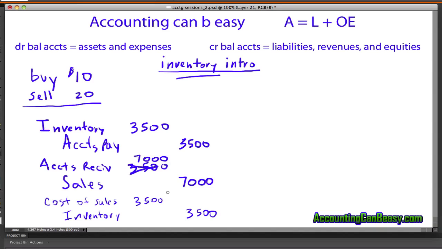If we did not make this entry, we would be overstating our inventory by $3,500, and we'd also be overstating our net profit by $3,500.